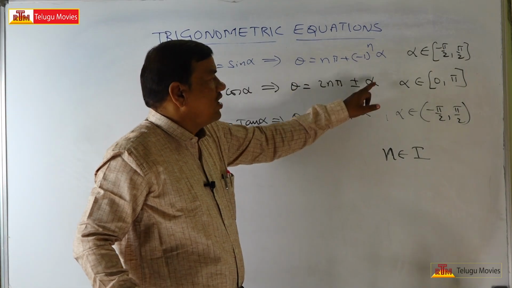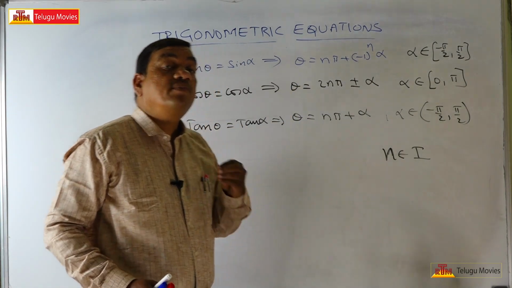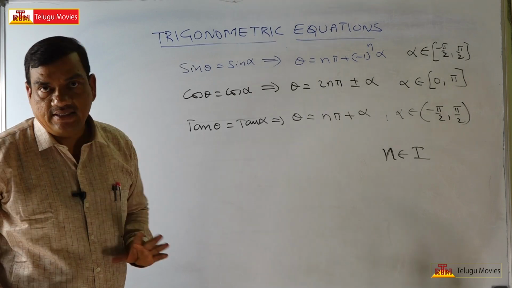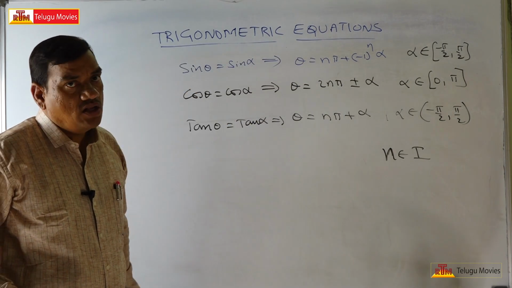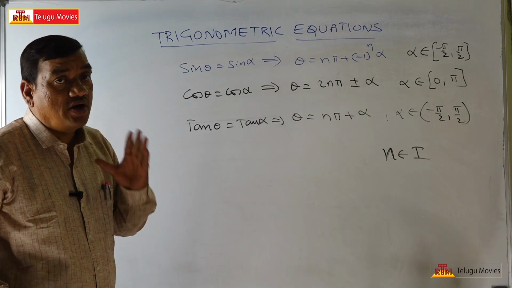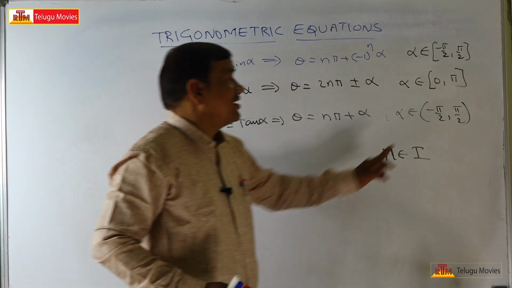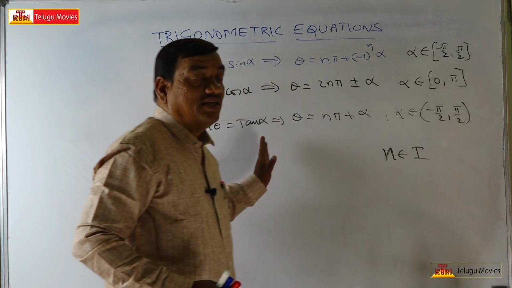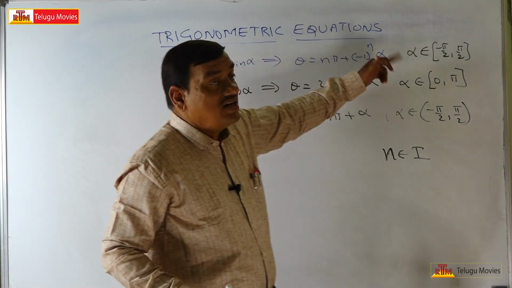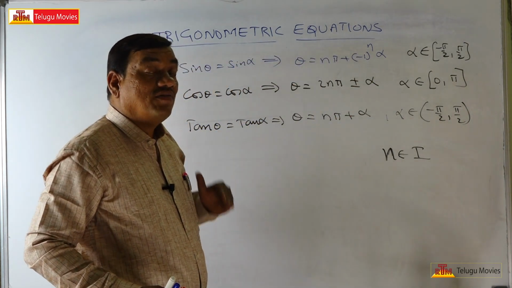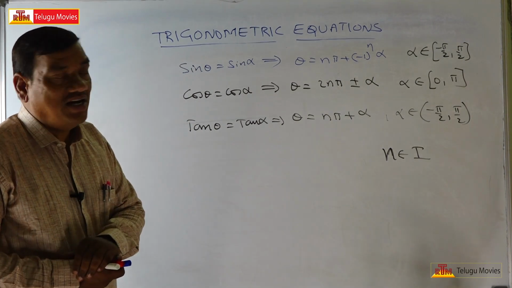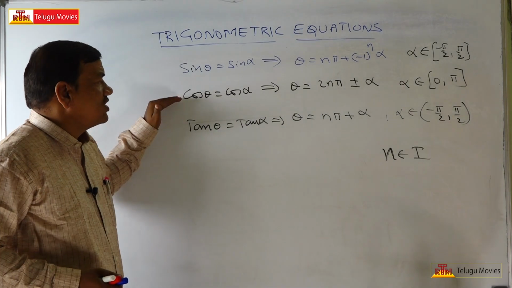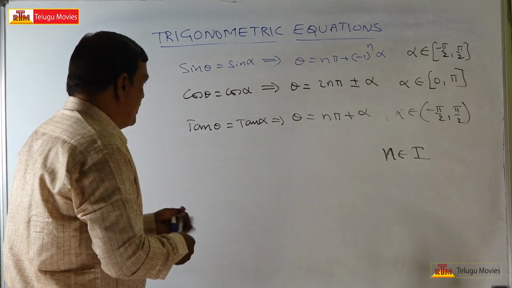In everything here, what is alpha? Alpha belongs to a principal set. Alpha belongs to a solution. It is called a principal solution. I told you why you call it a principal solution. In this interval, sin theta, cos theta, tan theta are one-one and onto functions, they are bijections. Understand? So you try to solve cos theta is equal to cos alpha. Just write it down like this, that's all.